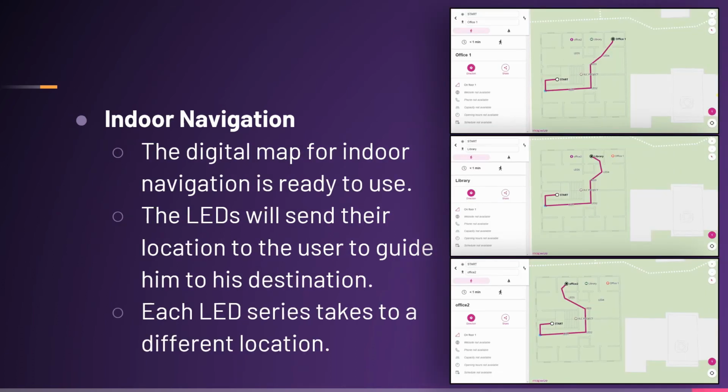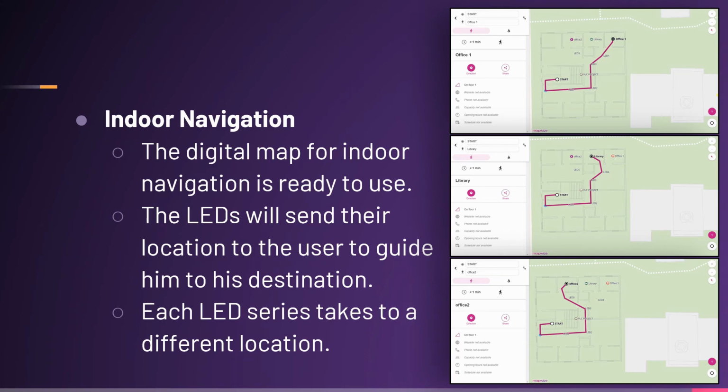As you can see on the right, we have three different indoor navigation maps. The first image is for Office 1, the second one is for the library, and the last one is for Office 2.